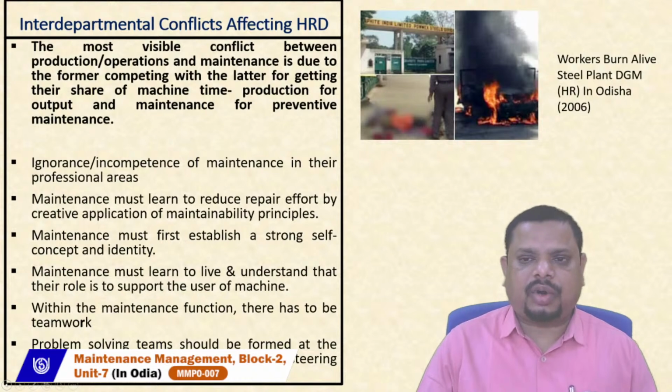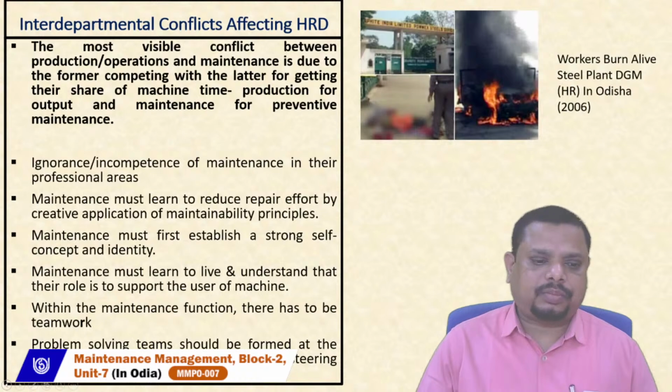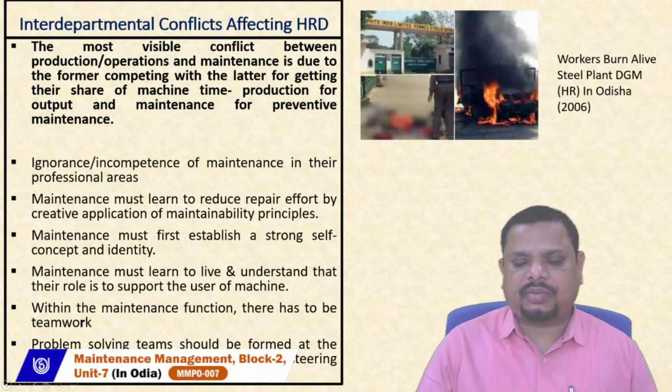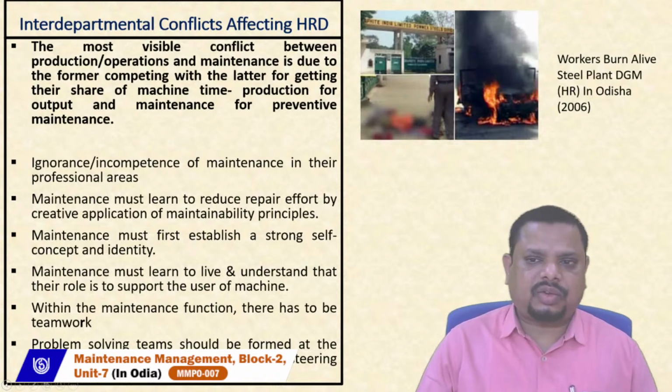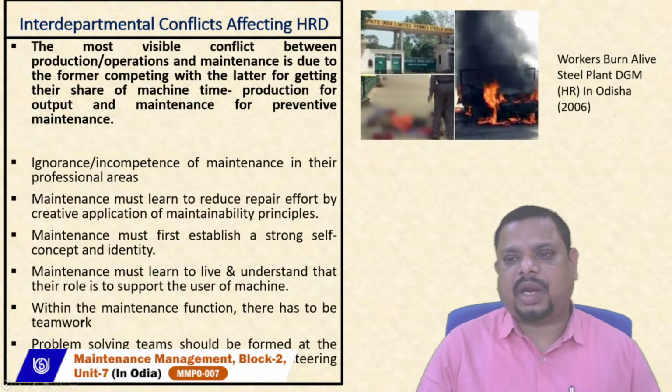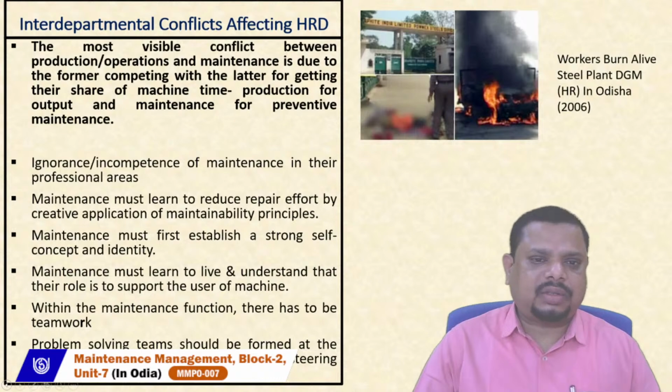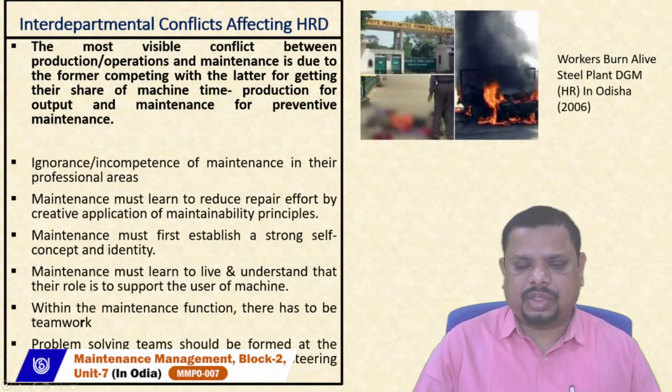So they should go for the establishment of steering committees from both departments, the maintenance department as well as the production department. This relates directly to the case of the steel plant DGM who was burned alive in Odisha in 2006. It led to different levels of conflict, especially between maintenance workers and production workers.